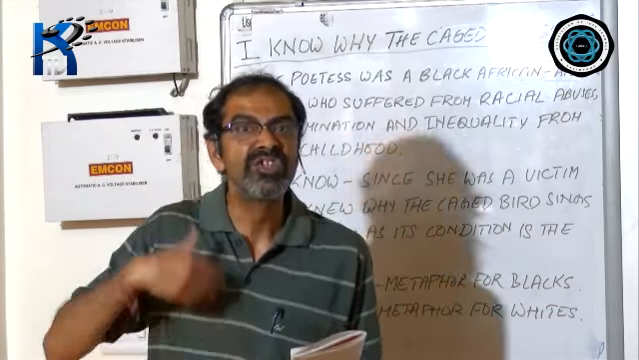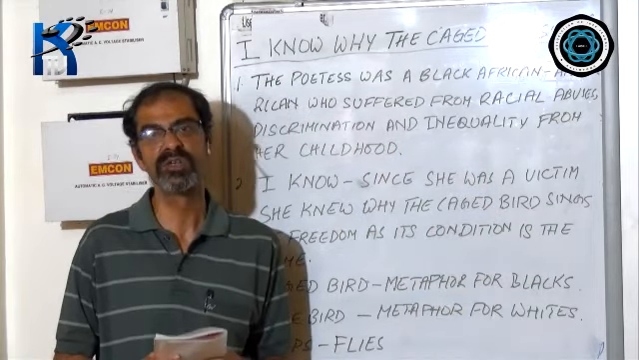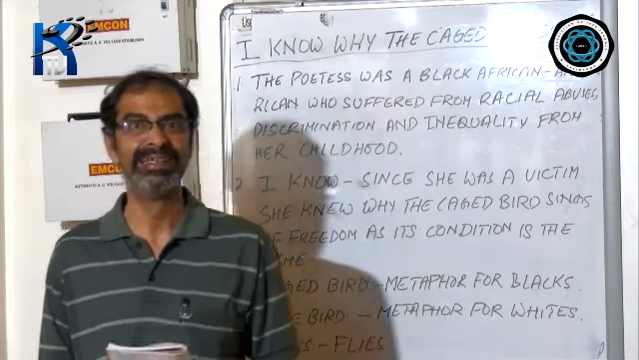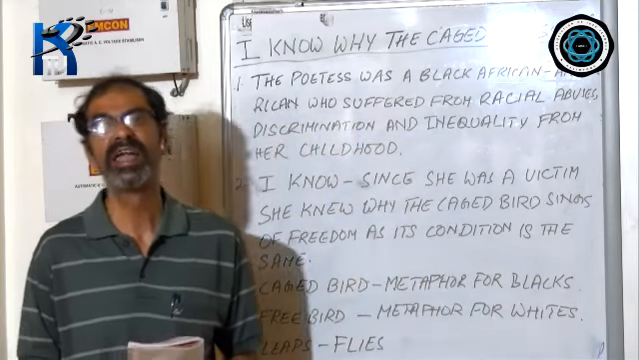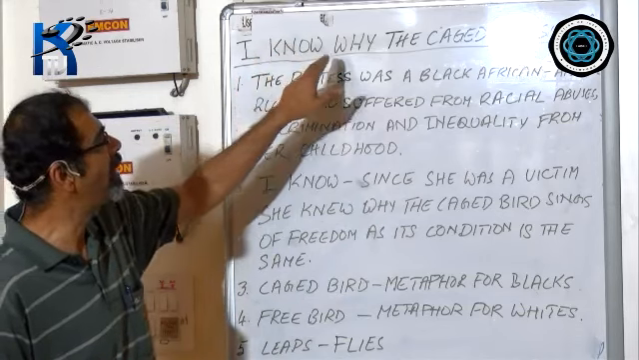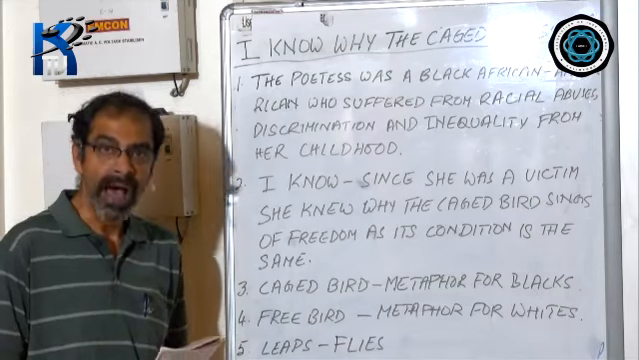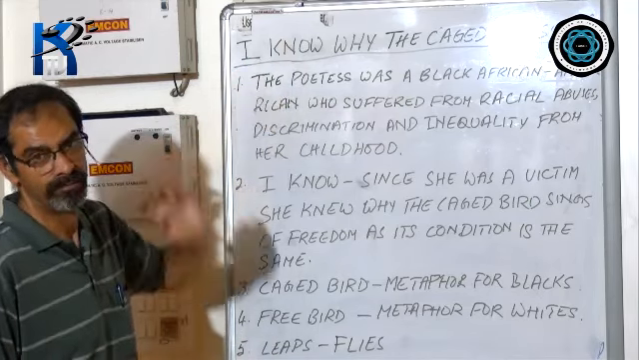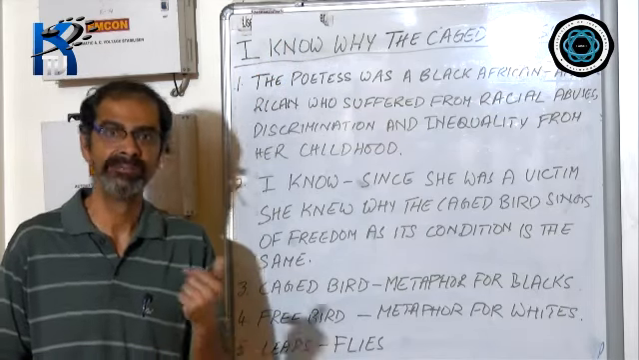And this theme of racial abuses, prejudices, discrimination, racial inequality, these are what she highlights in her poems, especially in the poem I Know Why the Caged Bird Sings. Now, you will have to understand this phrase, I know. What does the poetess know and why?